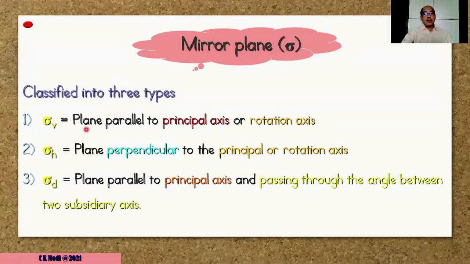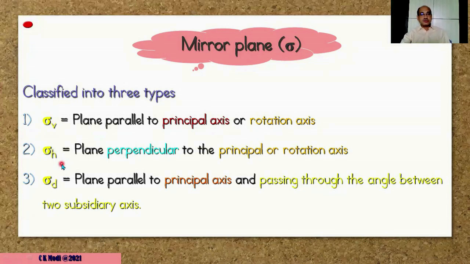The plane which is parallel to the principal axis and also passing through the center of that molecule, and it divides it into two parts. Both the parts are mirror images of each other. So these are the conditions for sigma V.